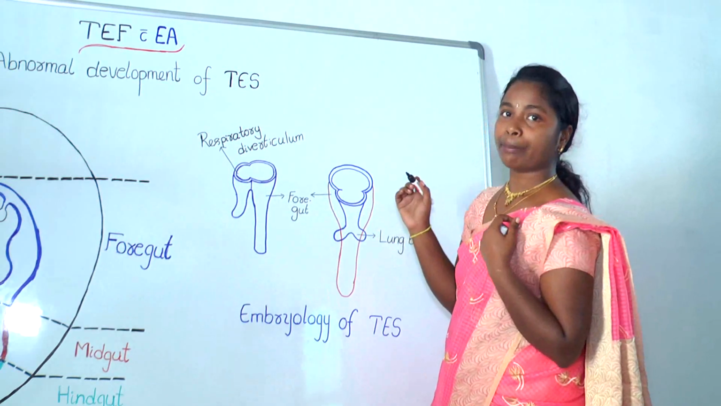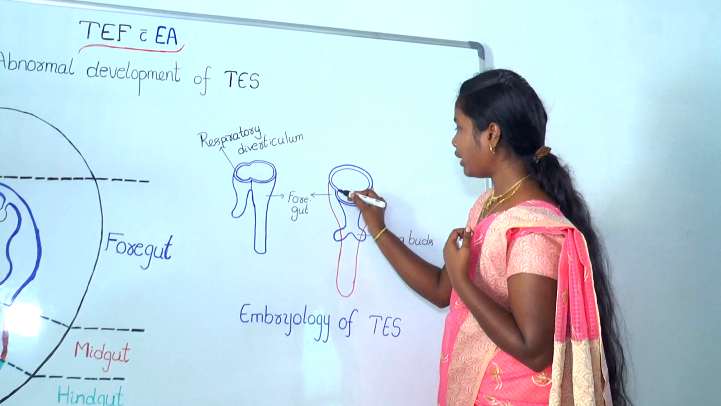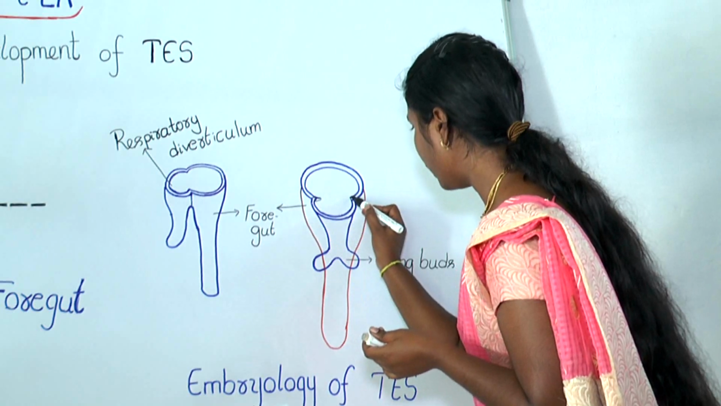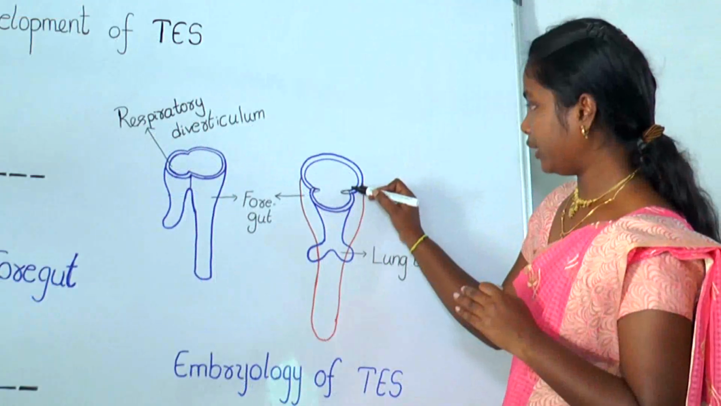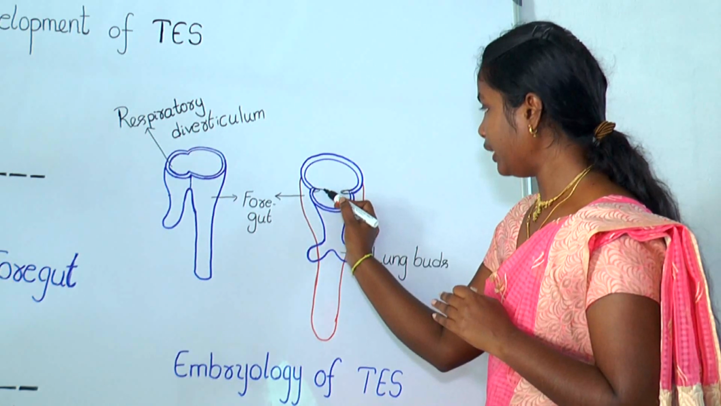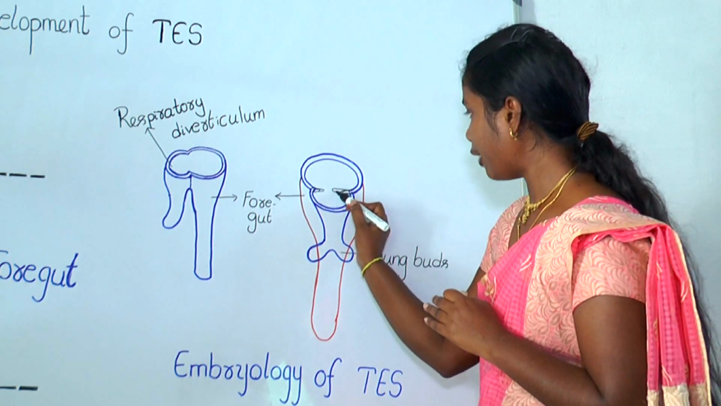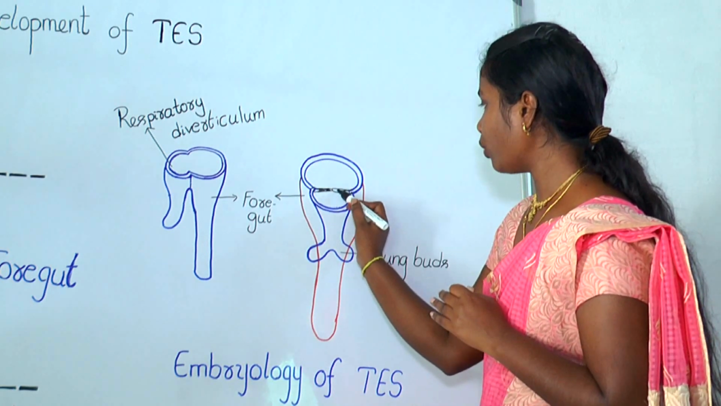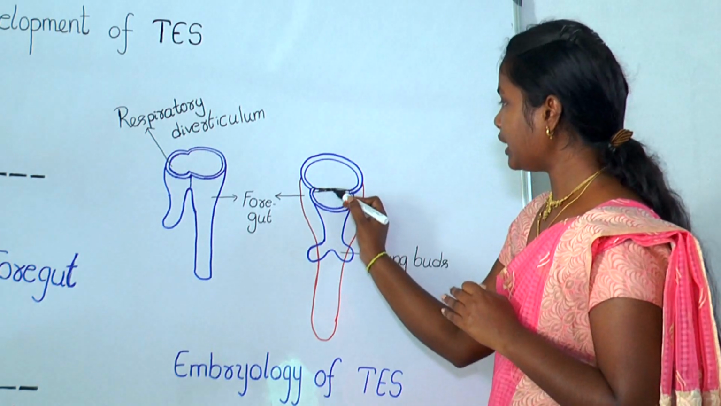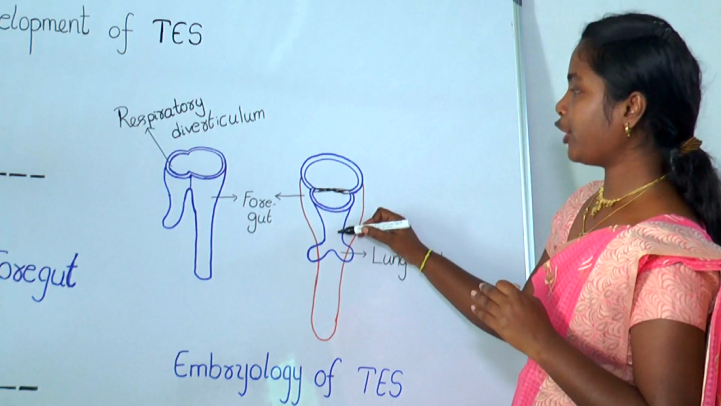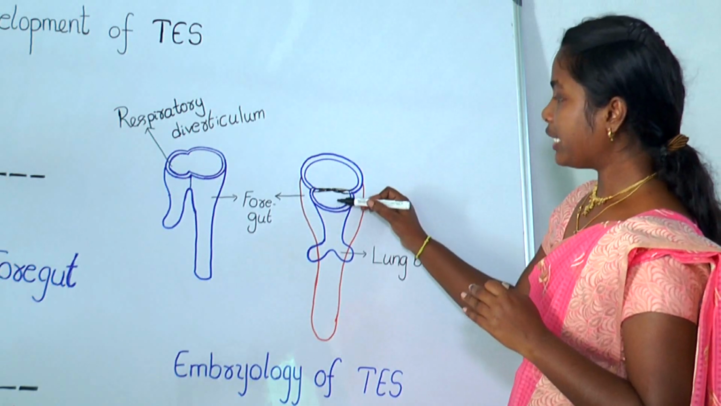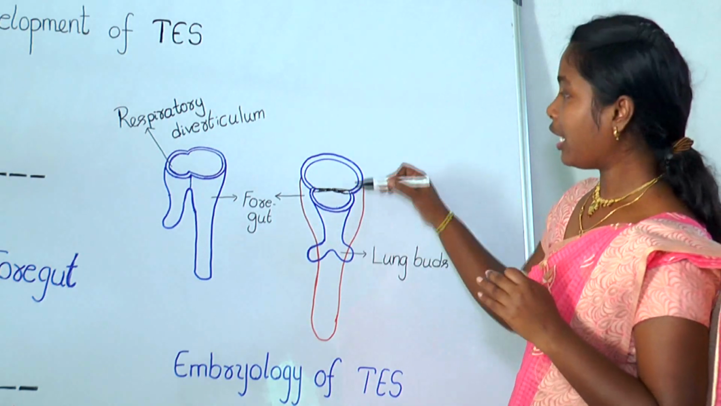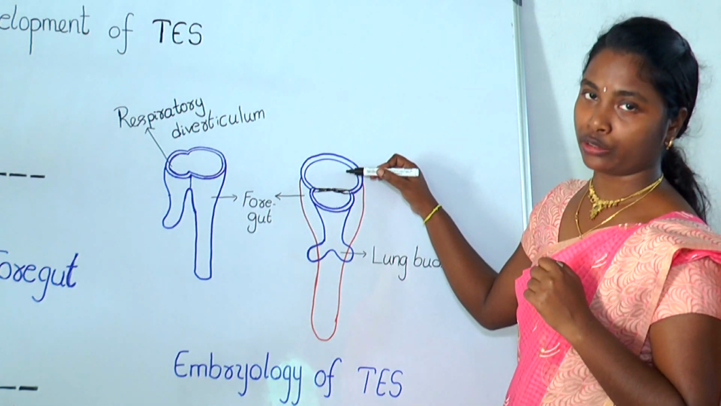So, as a part of septal formation, tracheo-esophageal foldings develop on each side at the junction of respiratory diverticulum and foregut. These foldings will deepen in later stages and fuse in the midline in order to form a septum called tracheo-esophageal septum. So, this septum divides the respiratory diverticulum from foregut.